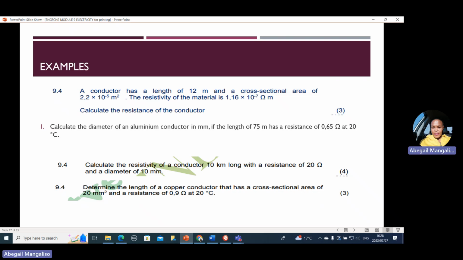Now you are given that it is aluminium. Since you are given the type of material, we're going to get the resistivity from the table. Not all questions will give the resistivity. In some questions, they will tell you what type of material it is. Then you need to use the table of constants to get the resistivity. So the formula stays the same. It depends which quantity you're looking for. It will remain R equal to rho L divided by area.